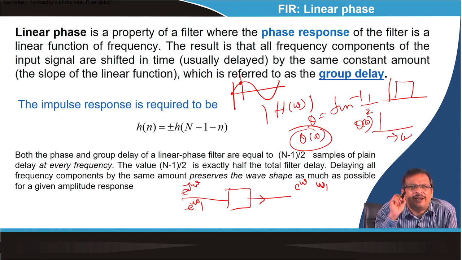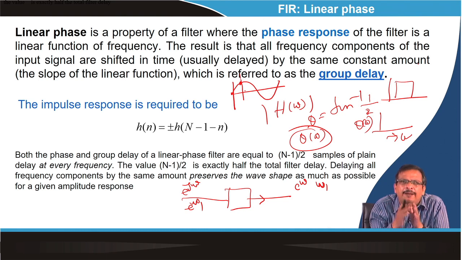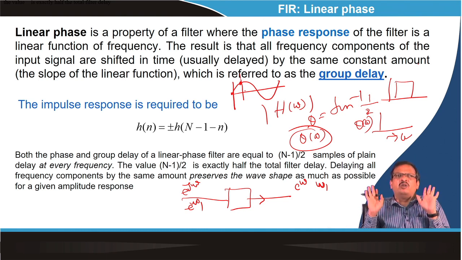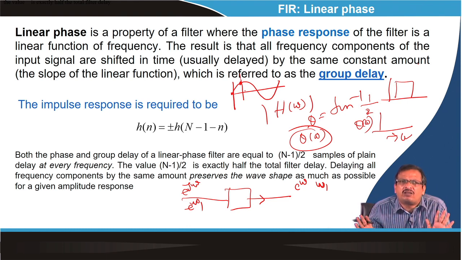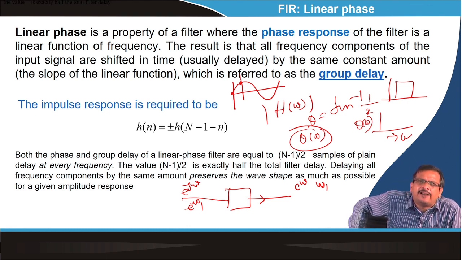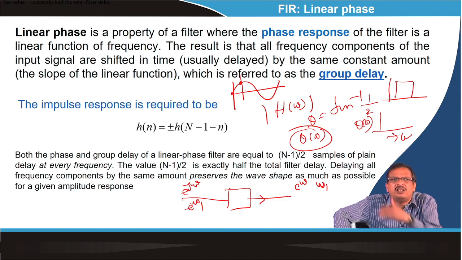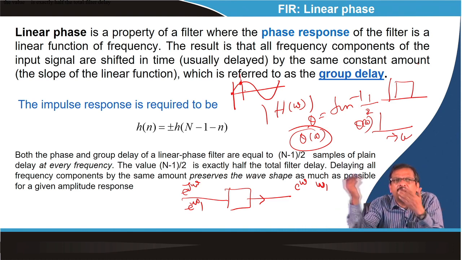So that is the phase. If I say a signal consists of sinusoidal components of every frequency, and every frequency is shifted by an equal amount, then I know it is linear phase. If it is not, then the phase is not linear, and the phase will be different for different frequencies.